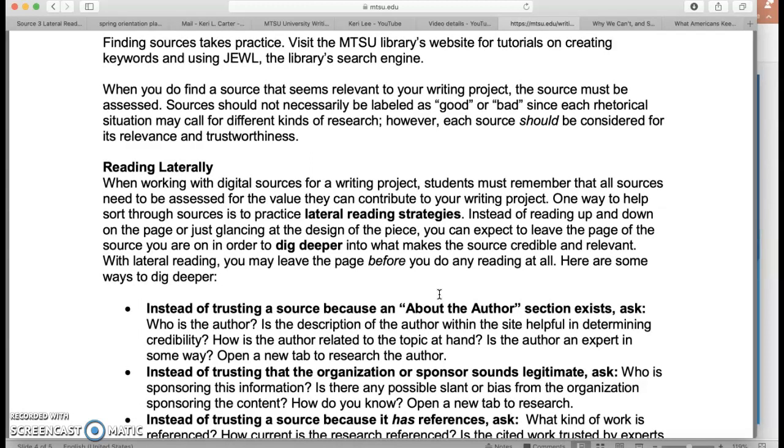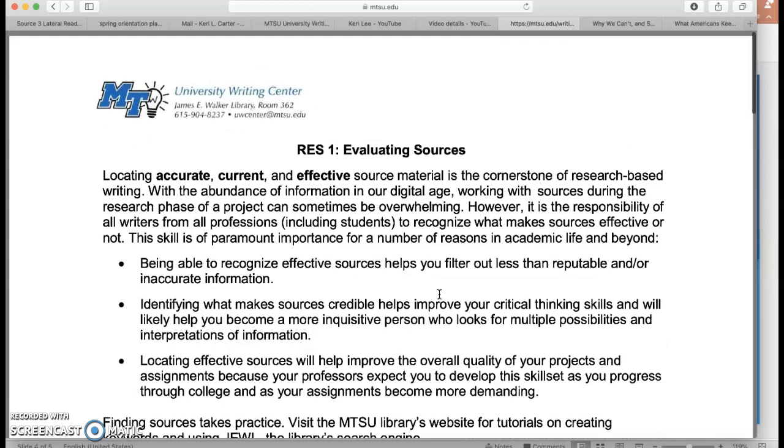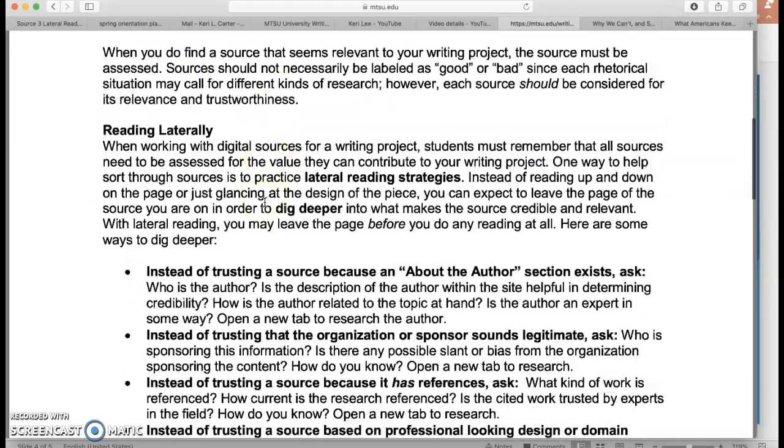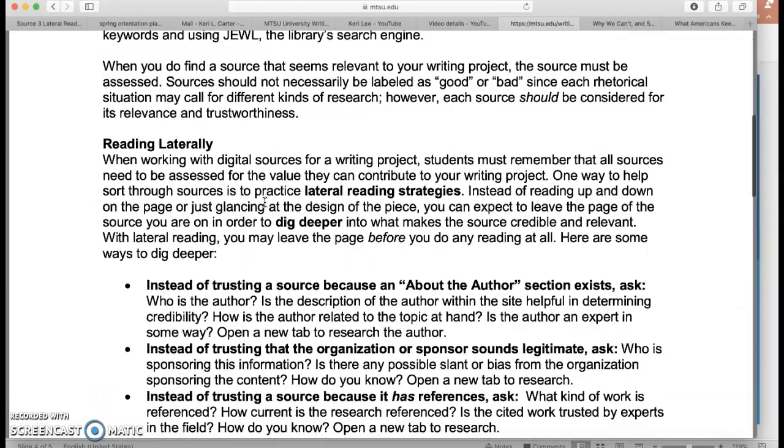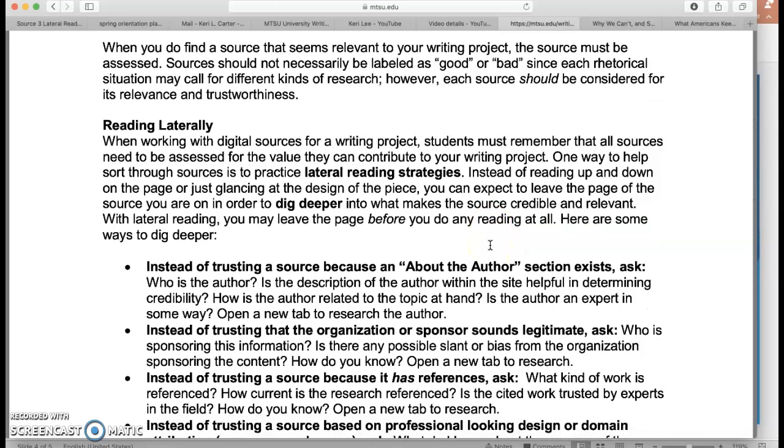So what lateral reading is, instead of reading up and down on the page, in other words, starting at the top, reading the whole source from top to bottom and not really doing much else, or some people flip their eyes all around the page and just kind of glance at things and look at visuals, what we're asking you to do here is to leave the page of the source that you're on in order to dig deeper into what makes the source credible and relevant.